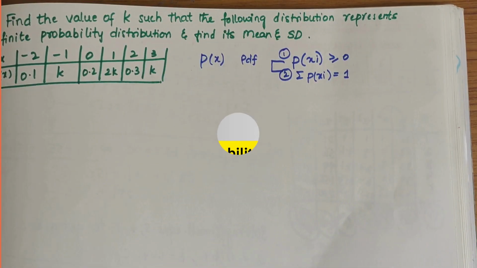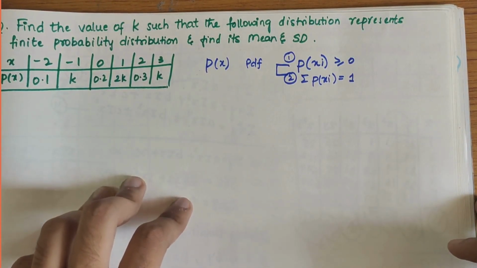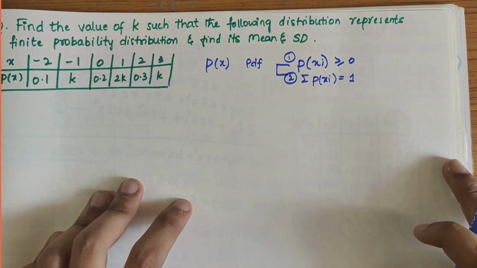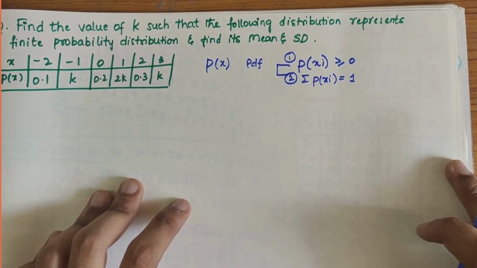This video will be solving a question related to finite probability distribution. The question is to find the value of k such that the following distribution represents a finite probability distribution. Yes, it is discrete, and we have to find the mean and standard deviation.